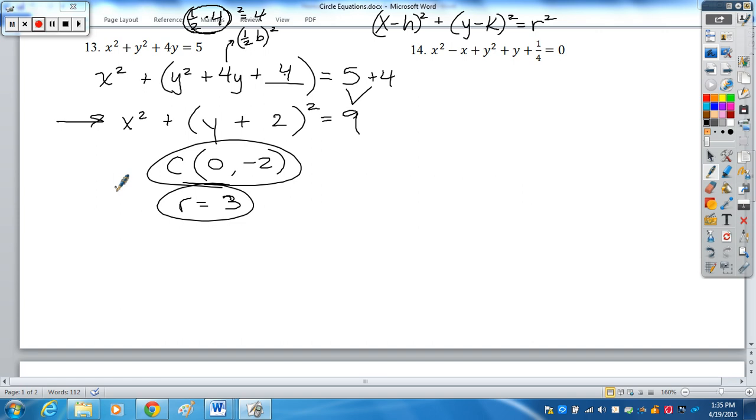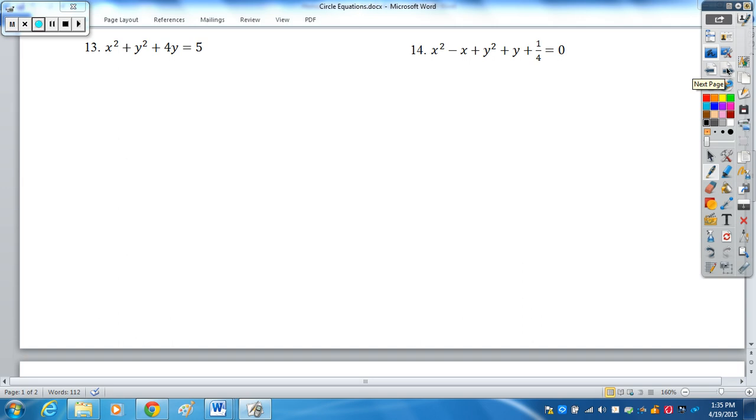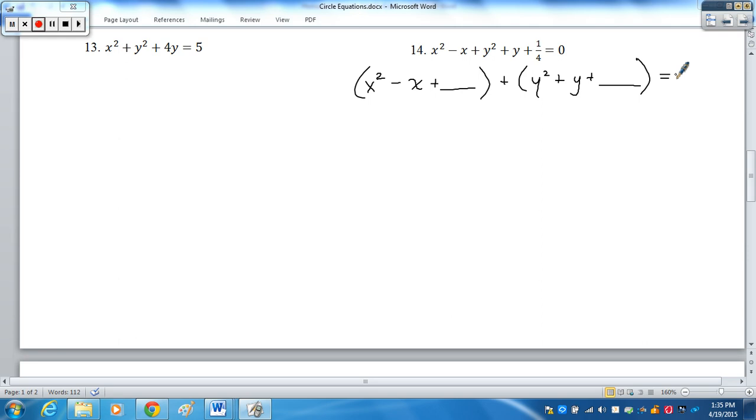All right, let's take a look at number 14, a little bit more complicated problem here. And let's see here. I'm going to group them together like I did in the last one. X squared minus x plus something plus y squared plus y plus something is equal to negative 1/4. Okay? Now you see what I did there with that 1/4? It really isn't a part of this perfect square, and you'll see why in just a second. So I subtracted it from both sides of the equation. You may be asking, how did I know that?